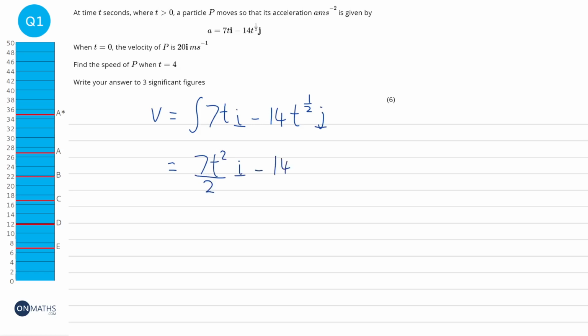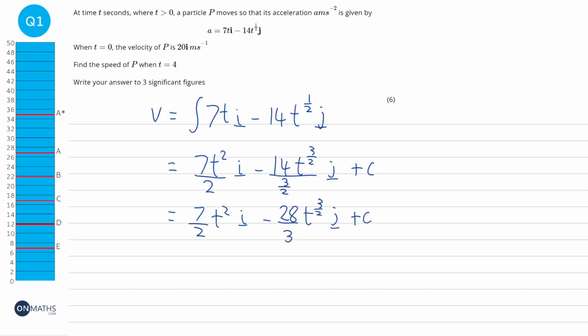This one's a bit more complicated because we've got to add 1 to the power, so 3 over 2, and then put that over the power. Now, because we're integrating, we need to add c at the end. So if we tidy that up a bit, it'd be 7 over 2 t squared for the i component, and then 28 over 3 t to the power of 3 over 2 for the j component. But we have this plus c at the end.